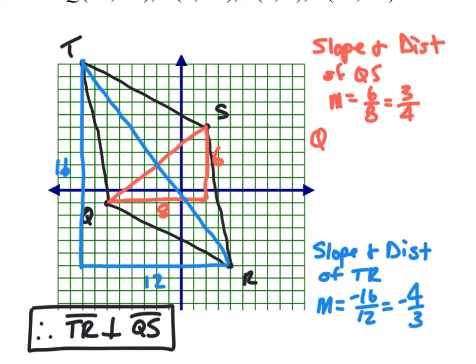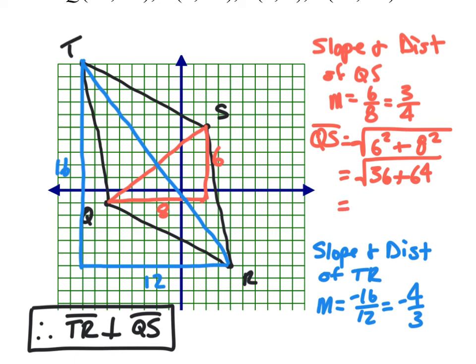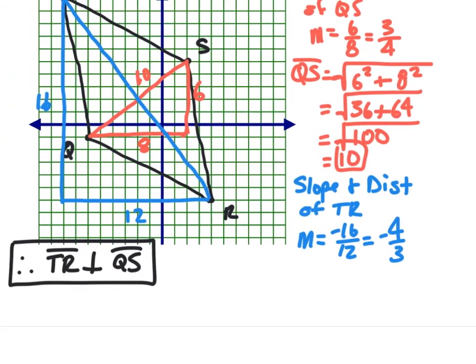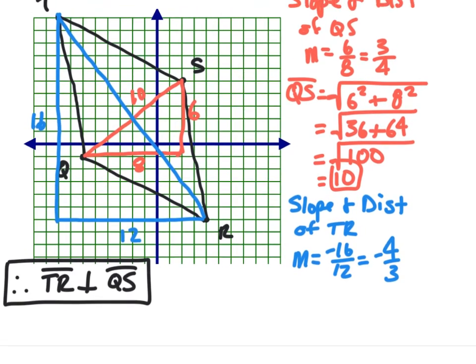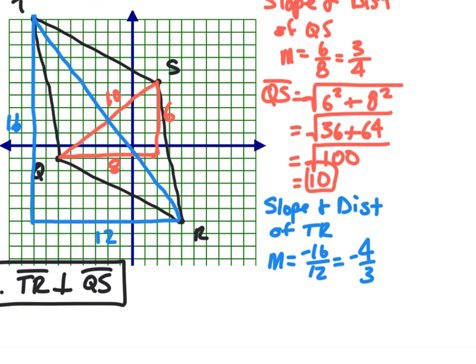Let's find the measurement of QS, which is going to be the square root of 6 squared plus 8 squared, which is going to give us the square root of 36 plus 64, which gives us the square root of, oh gosh, what is that? 100. So QS has a measure of 10, all right? So this whole length here is 10. Now let's figure out the length of TR, and TR should be kind of similar. It should be 20, actually. So let's check and see.